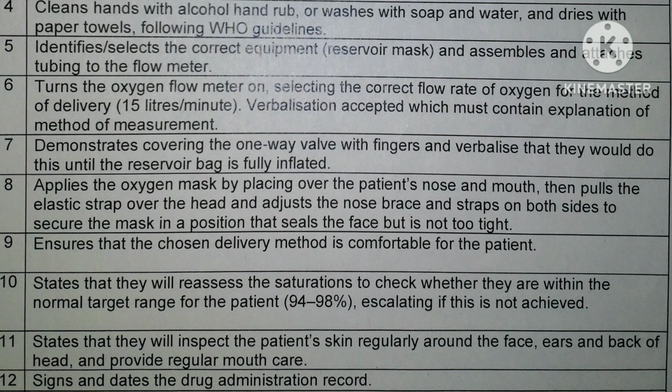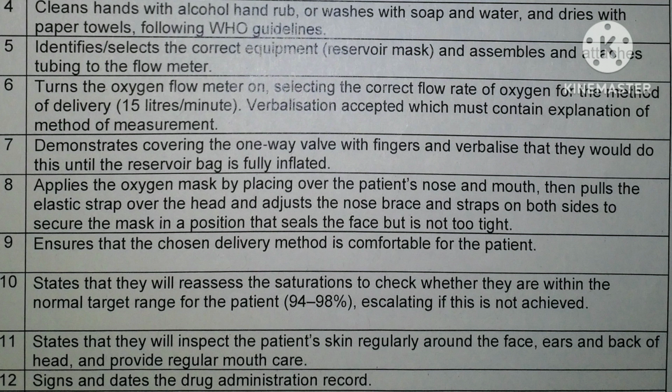Then we will ask him to sit in the upright position, which will be comfortable. If he is not able to do that, we can assist them. Then apply the oxygen mask by placing it over the patient's nose and mouth. Then pull the elastic strap over the head and adjust the nose brace and straps on both sides to secure the mask in a position that seals the face, but is not too tight. We should ask them, is that comfortable for you? We should always ask the patient's consent and encourage participation.